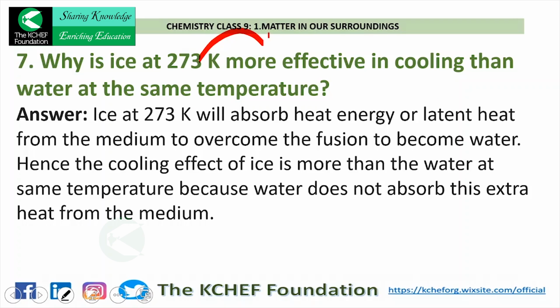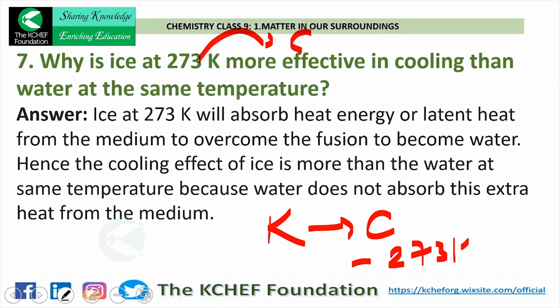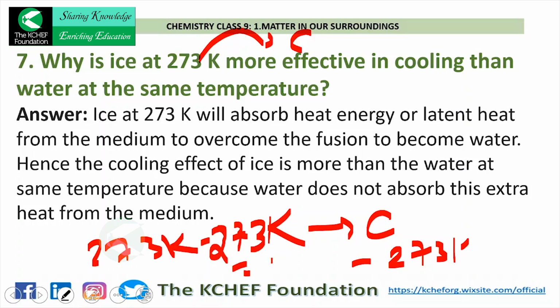What is 273 Kelvin? When you change from Kelvin to Celsius, you have to subtract 273. So 273 Kelvin minus 273 is equal to 0. That means 273 Kelvin is 0 degrees Celsius. So why is ice at 273 Kelvin more effective in cooling than water at the same temperature?